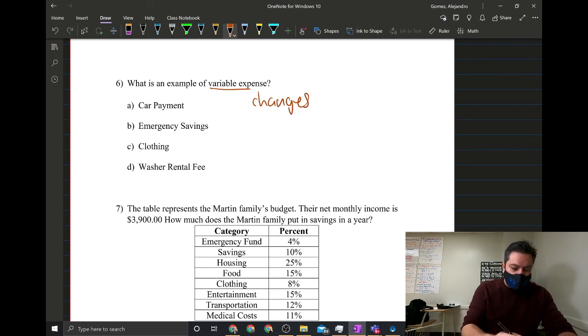In this case, the car payment is always the same. And if I put in a budget the same percent for emergency savings, which we usually do, that's also fixed. The clothing though, you might not buy clothes every month, so that might change. And the washer rental fee, if you're going to rent a washer to wash your clothes, they're going to charge you the same amount all the time. So the only answer is going to be C. Okay, that was an easy one.